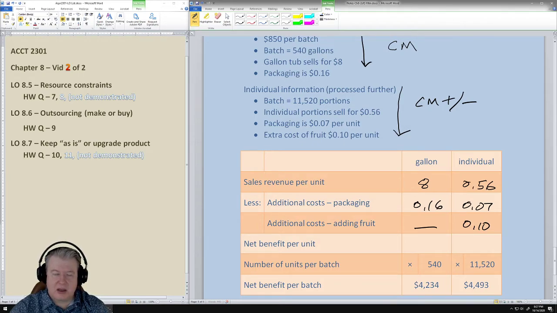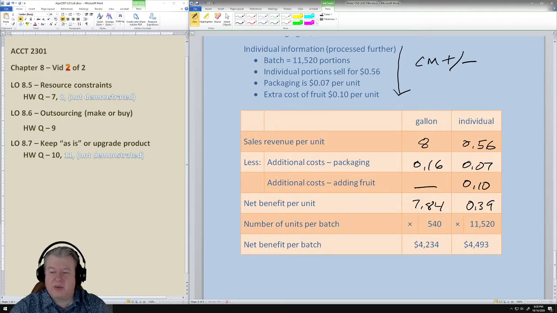Now, what's the benefit? So remember, we're trying to figure out, this is sales minus costs. So this is kind of our contribution here. So this is going to be $7.84, and this is going to be $4.39. Now, obviously we're comparing two very different items. So what we're going to do is we're going to multiply them out.